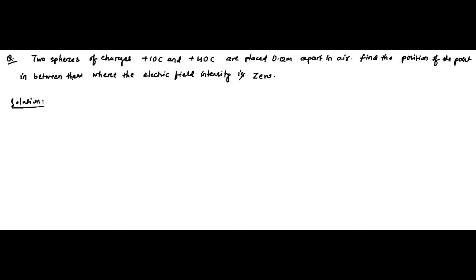Hello friends, so here we are with another question on electric field intensity. So the question is that two spheres of charges plus 10 coulomb and plus 40 coulomb are placed 0.12 meter apart in air. Find the position of the point in between them where the net electric field intensity is 0. Okay, so a simple straightforward question, but we have to apply the concept of electric field here.